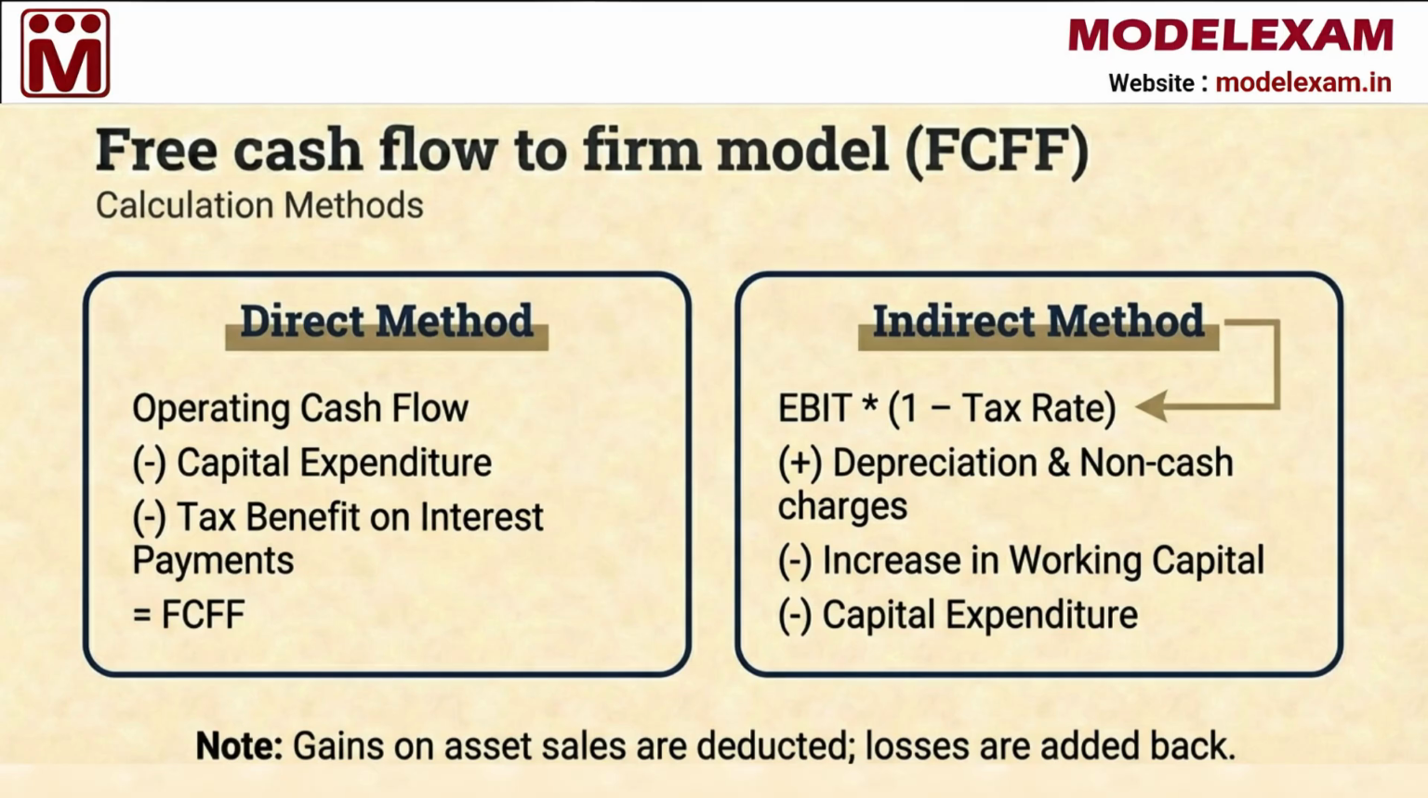In the indirect method, we start with EBIT multiplied by 1 minus the tax rate. We then add depreciation and non-cash charges, subtract any increase in working capital and subtract capital expenditure. Note that gains on asset sales are deducted here while losses are added back.